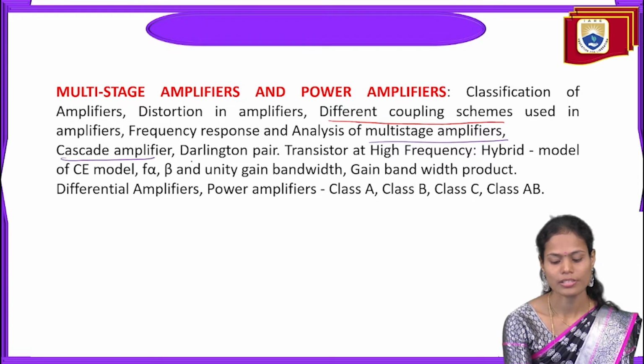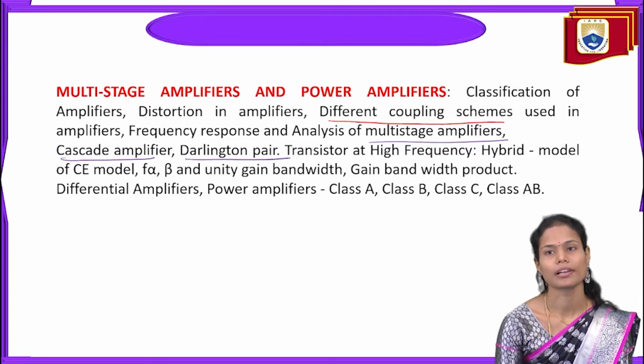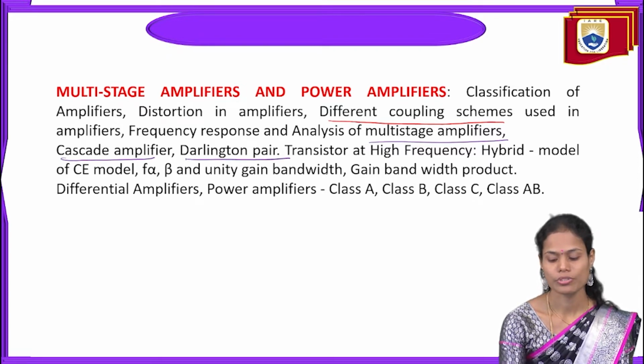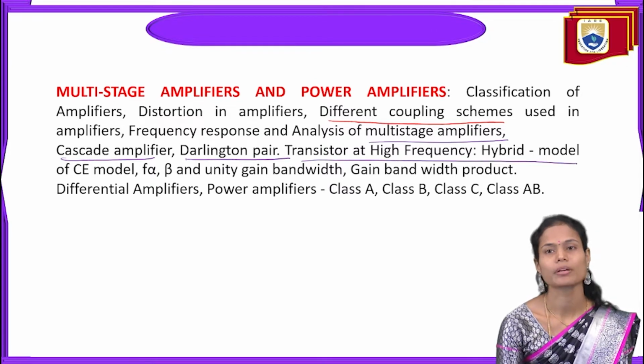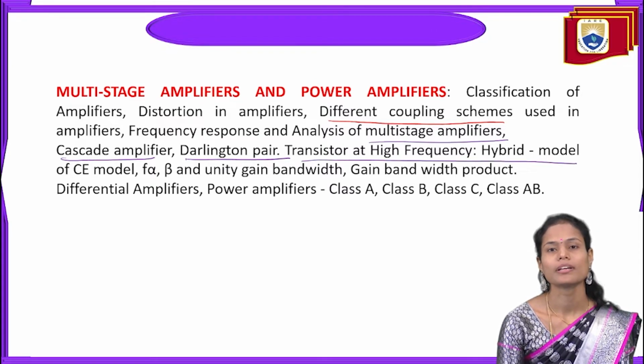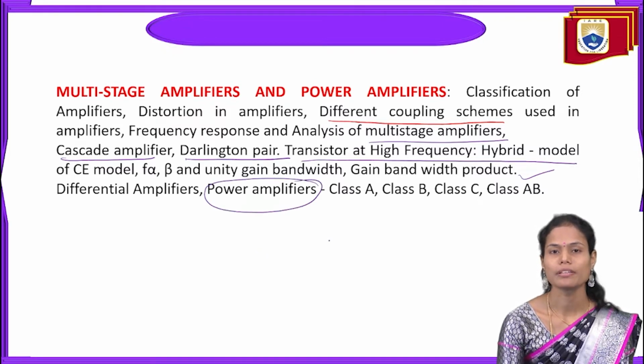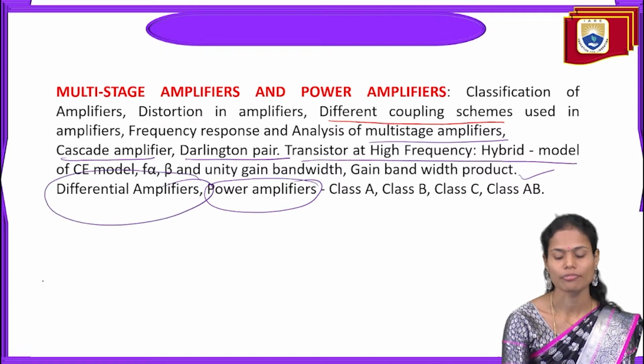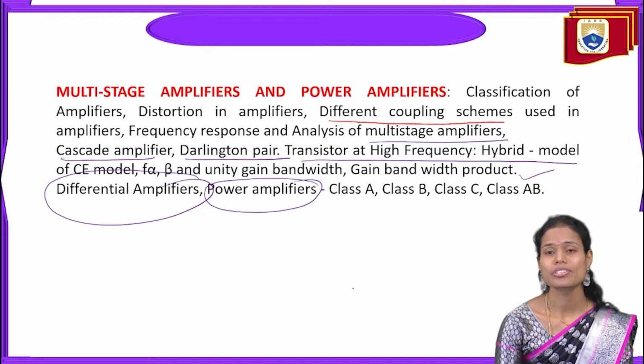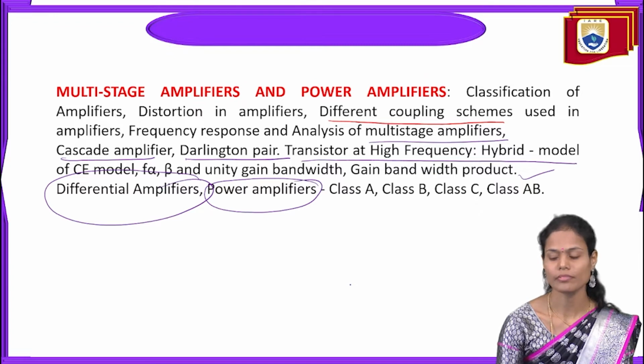Next, we are going to see the Cascade amplifier as well as the Darlington pair. And next, we are going to see the transistor at high frequency model, and we are going to calculate the cutoff frequencies as well as gain bandwidth products of the multi-stage amplifiers. Along with that, we are going to discuss different power amplifiers, that is Class A, Class B, Class AB and Class C amplifiers, and about differential amplifier. So the questions related to these particular concepts we are going to discuss now.